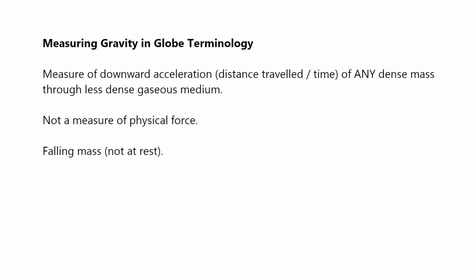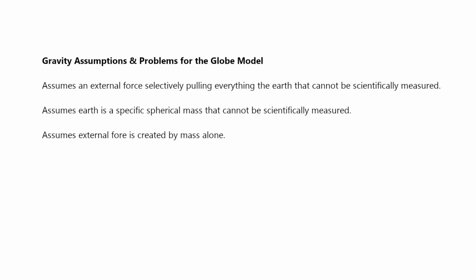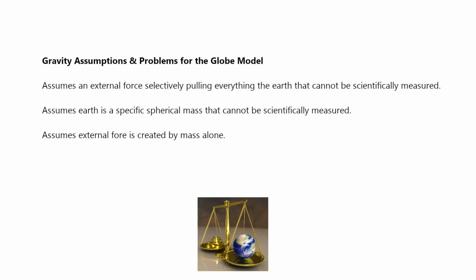So we have these assumptions of gravity and the problems for the globe model. It's assumed that an external force is selectively pulling everything to the Earth, but that cannot be scientifically measured. You cannot measure any kind of force just coming out of the Earth. The heliocentric globe-Earth model also assumes that the Earth is a specific spherical mass. But this is something that can never be properly, physically, scientifically measured. It can be calculated for a model, a mathematical model, but it can't be measured. We can't measure the weight of the Earth as a mass as we would do by putting a weight on a pair of scales. Simply can't be done. You can't weigh the mass of the Earth.